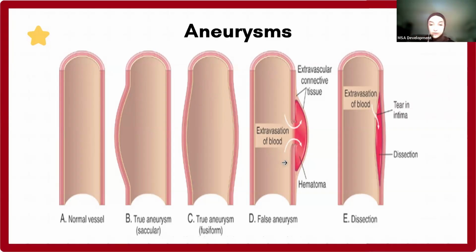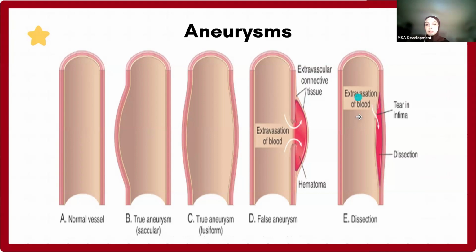there's a rupture of both layers. Okay, so there's the endothelial, or all three layers actually. The endothelial layer, the middle layer, and the outer layer. Where the blood is being accumulated is in the extravascular connective tissue. Okay, and it creates a hematoma. Okay, now this is it for false aneurysm. Essentially, it's not the vessel itself being dilated. However, due to a rupture in the vessel wall, this is where the blood is being accumulated. I hope that makes sense.